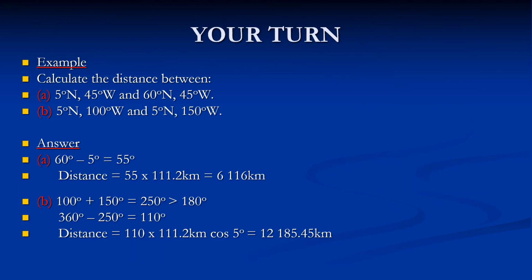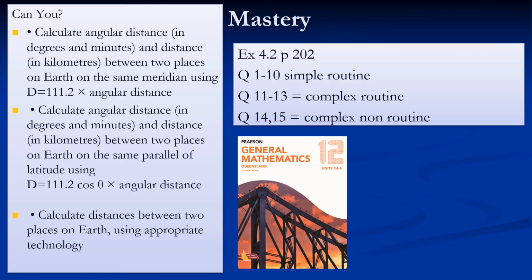You can have a little bit of a practice with these and then have a go at the mastery questions when you are confident that you can calculate the angular distance in degrees and minutes as appropriate between two places on the surface of the Earth using the same meridian, and the distance between two places on Earth using the same parallel. That's when we use our cosine, because that's a small circle.